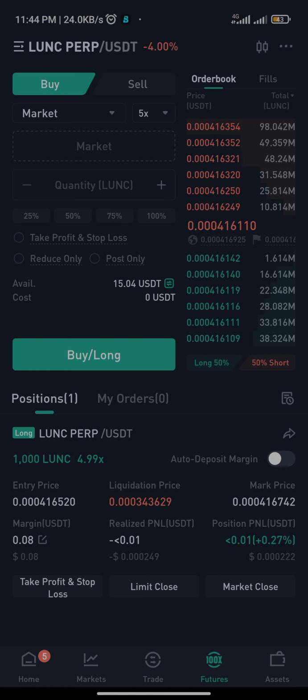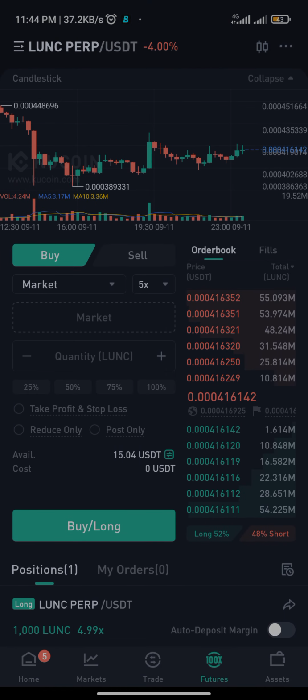Okay, so as you can see, I'm going to use Lunar Classic, this coin, just to practice with. I'm not advising anybody to buy this coin, obviously. So let's just get to it.